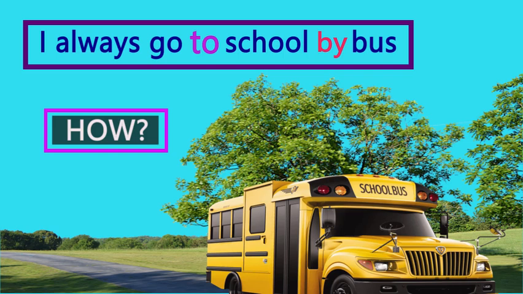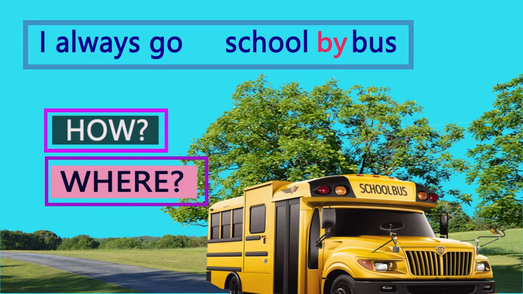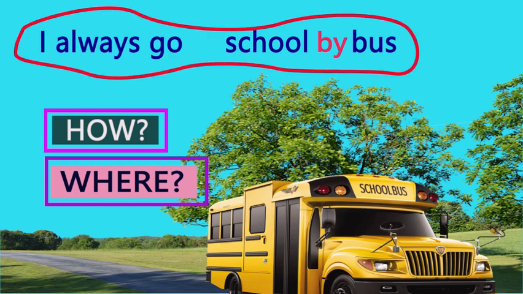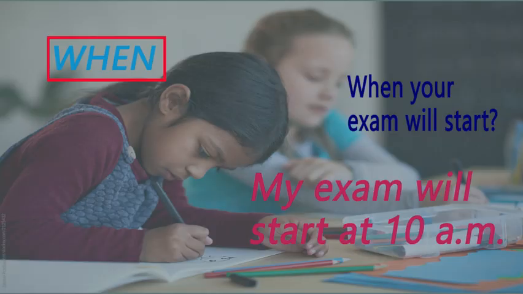In the same way, if somebody asks me, where do you go? Here simply, to school. If to is not there, this sentence is incomplete. So to is making a relationship between I always go and school. So to is the connecting word and it is a preposition.